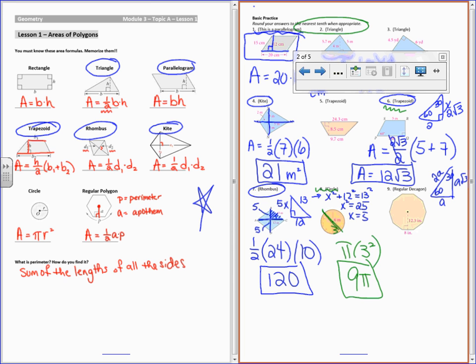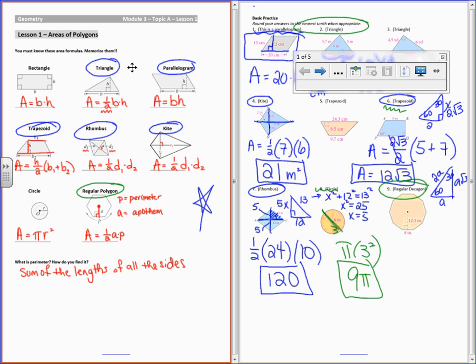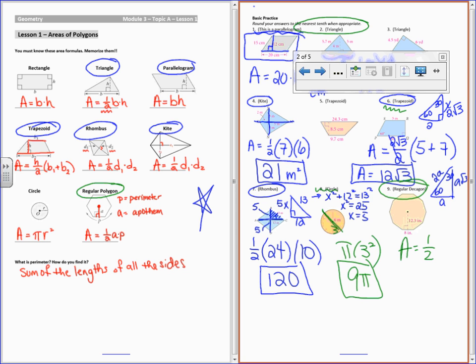Anyways, last but not least, I've got a decagon, a regular decagon, which is a regular polygon. So the area is 1/2 AP. Well, A is the apothem, which is this guy right here. So my area is going to be 1/2 times 2.3 times the perimeter. Well, the perimeter goes all the way around. So if this side is 8, and there are 1, 2, 3, 4, 5, 6, 7, 8, 9, 10 sides in a decagon, one side is 8, 10 sides would be 80.